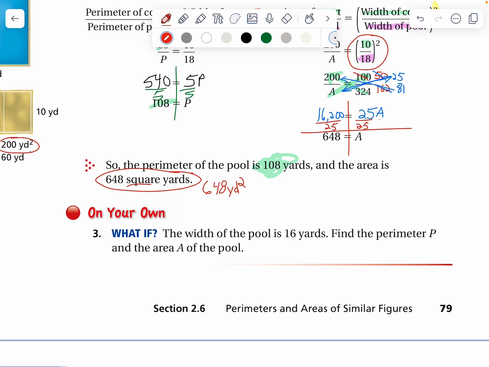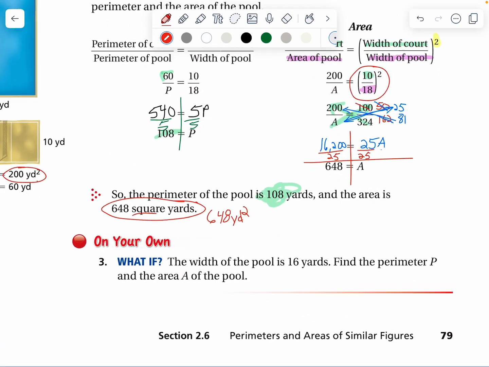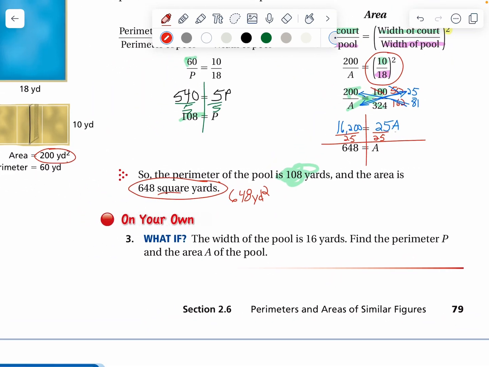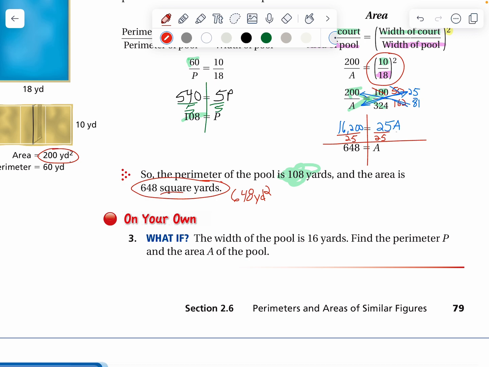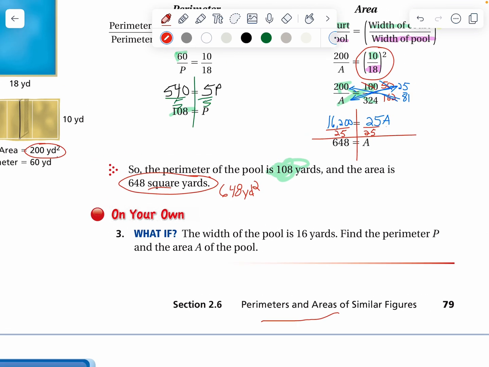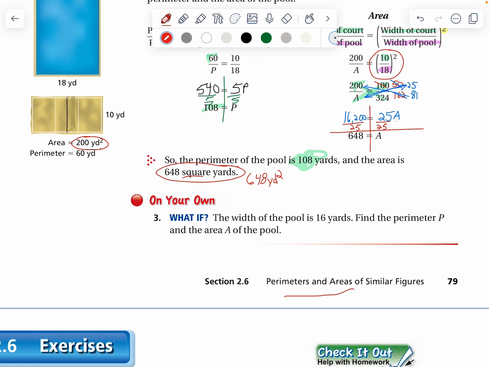What if, let's do a what if, and then we'll be done with the notes, okay? What if the width of the pool was not 10? What if the width of the pool was 16? All right, we're going to need some rule. Find the perimeter and the area. That's going to take a minute. I'm going to go kind of quickly here, okay?